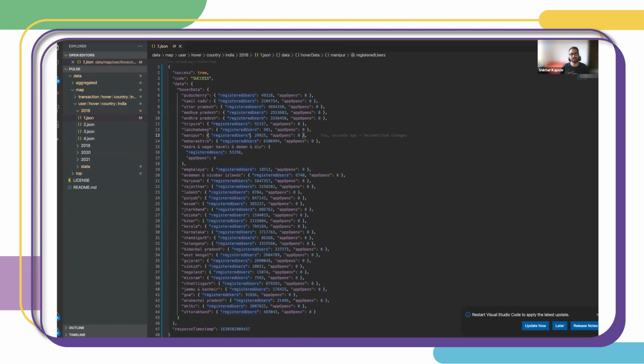Similarly, moving to the user cut, for the first quarter you see for every state the total number of registered users and the total number of app opens. Some places you might see app opens recorded as 0. This is a glitch in the system. Basically, during this time the app opens were not recorded, and hence we wanted to show accurate data, and we're not giving you a fake aggregate here. So this is the data that we have.